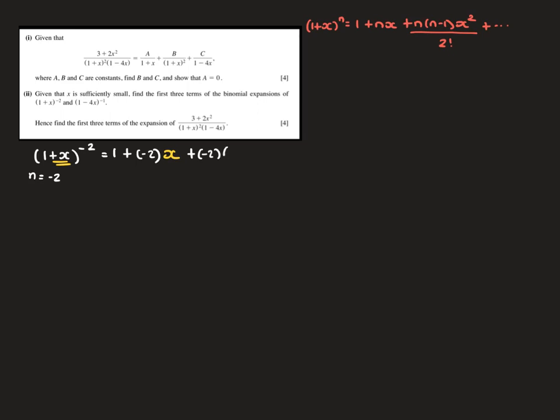Now, part 2, we need to find the first three terms of the binomial expansions of 1 plus x to the negative 2 and 1 minus 4x to the negative 1. So to refresh our memories, the binomial expansion is up at the top there. Starting with 1 plus x to the negative 2, we can see that n is equal to negative 2 here, and x is just x. We have the 1 at the beginning, so we are good to go. So we've got 1 plus negative 2 multiplied by x plus negative 2, which is n, multiplied by n minus 1, which is negative 3, multiplied by x squared all over 2 factorial. Now we're only doing the first three terms, so this simplifies to give us 1 minus 2x plus 3x squared.